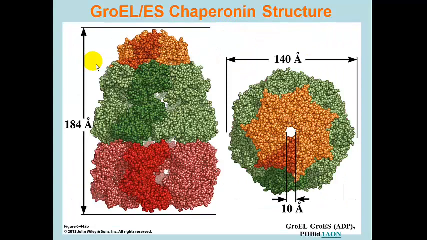This is essentially a big garbage can with a lid. And inside this garbage can, you have a very nice secluded area for a misfolded protein to get into the proper environment for it to experience and experiment proper folding. So you have a GroES lid that has sort of a 10 angstrom hole, and this whole thing is 140 angstroms in diameter, this sort of garbage can with this lid.